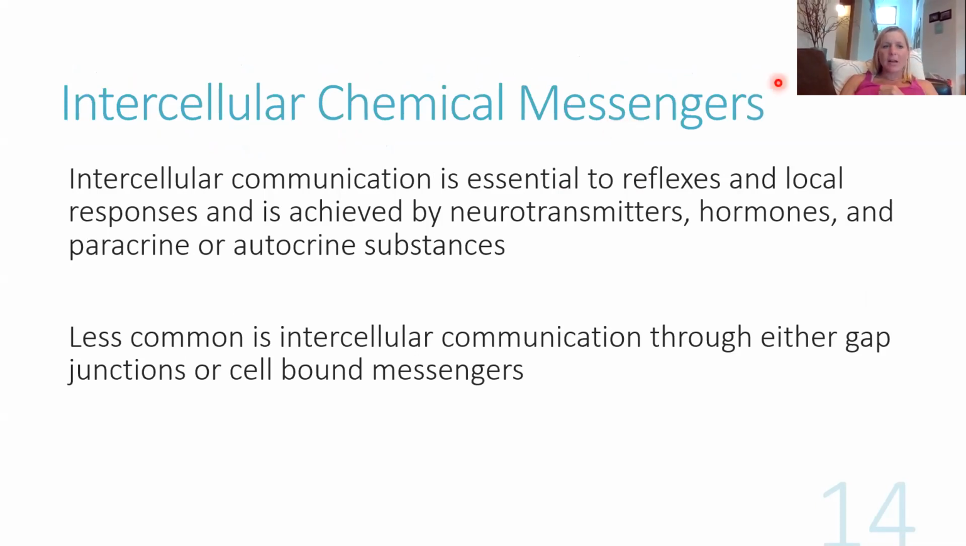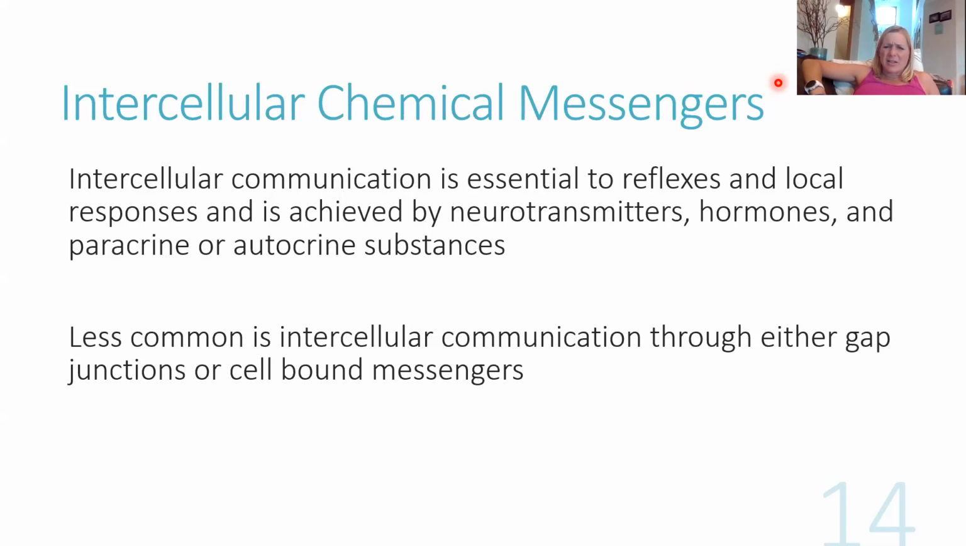Within the body, we need to have communication as well. And so we have these intercellular communication reflexes going on, local responses that are achieved by neurotransmitters, hormones, and paracrine or autocrine substances. Less common is intracellular communication, either through gap junctions or cell-bound messengers. So three different ways we can communicate.